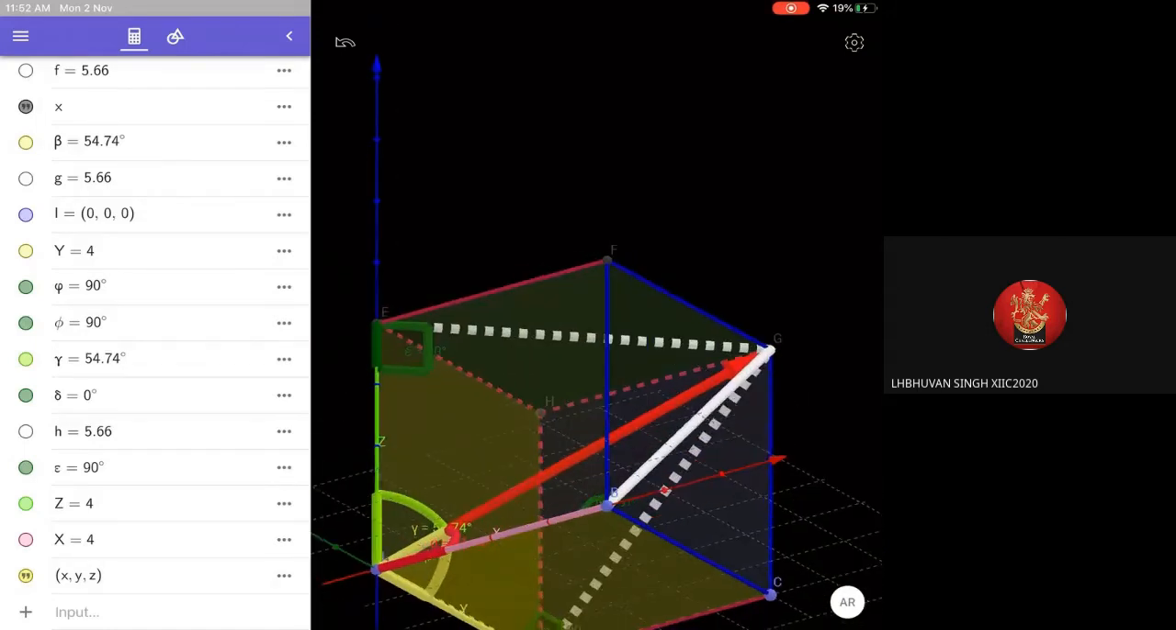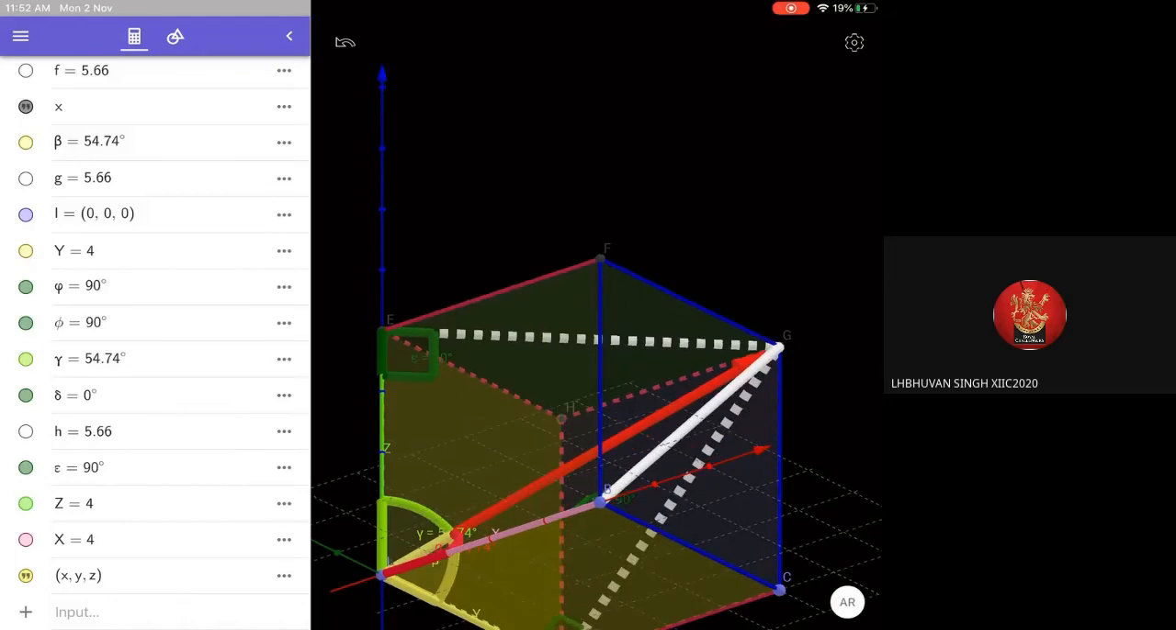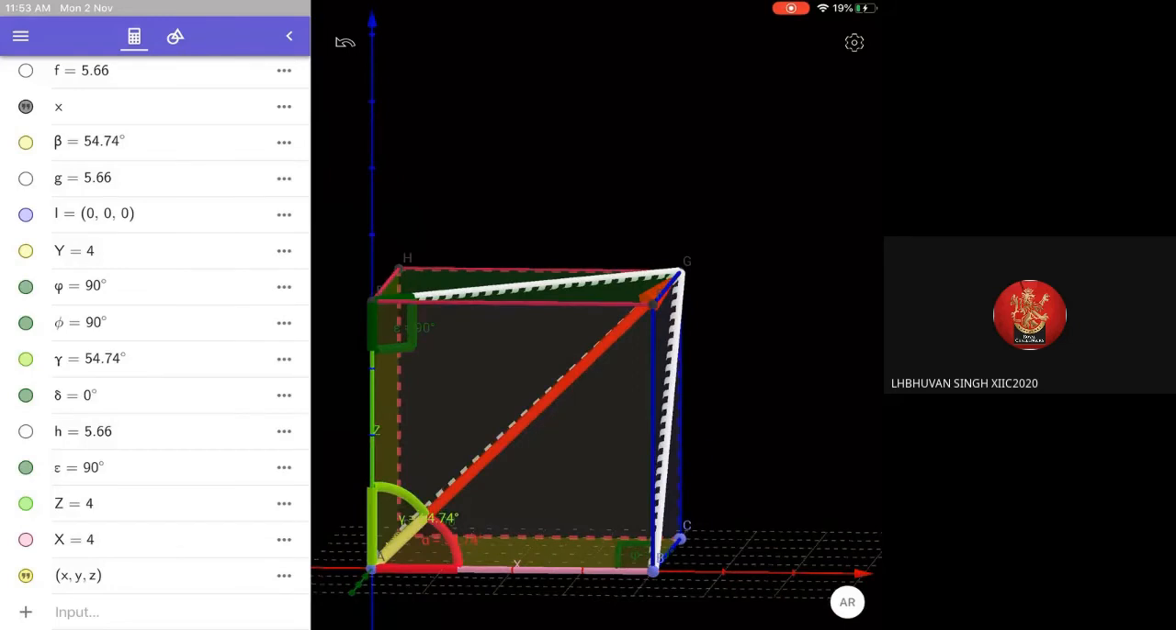I hope you can now visualize a right triangle with gamma as one of the acute angles. The altitude of the right triangle is a dotted white line, and the base is a green line, and the hypotenuse is your r unit. So cos gamma equal to z by r.